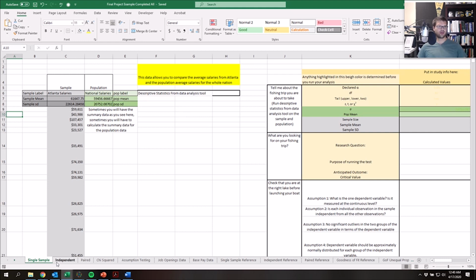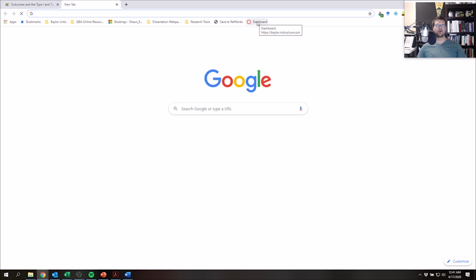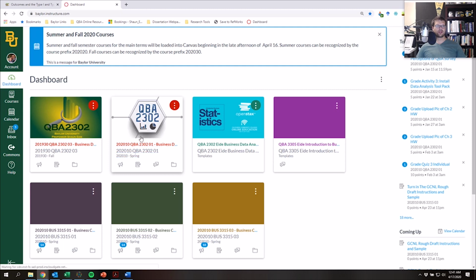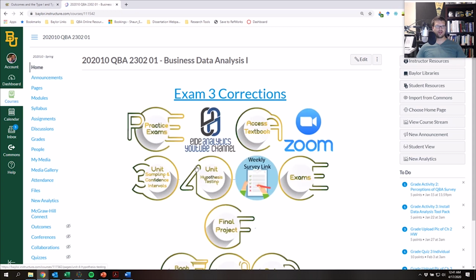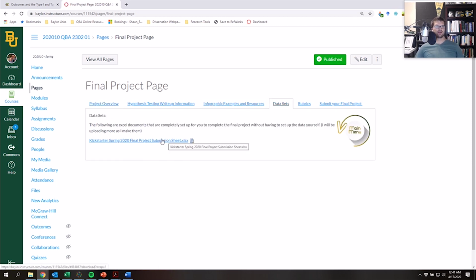For the final project, you have a workbook that looks very similar to this one. It has all of the data already in it, and then you'll see on the bottom it'll say single sample, independent, paired, and chi-squared. And where you're going to find that is you're going to go to Canvas, go to QBA 2302, go to Final Project, and then come to Datasets. And right down here, you will see a list of all the different datasets that you have to choose from.